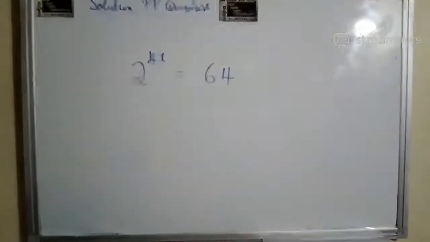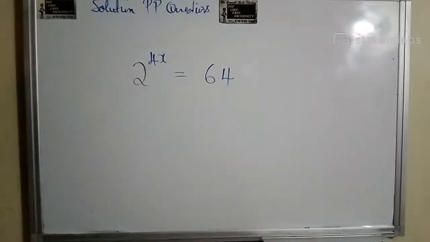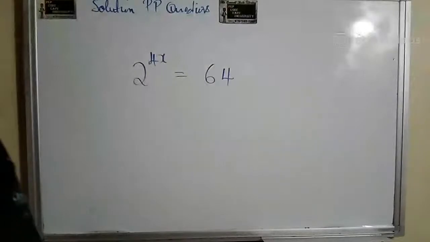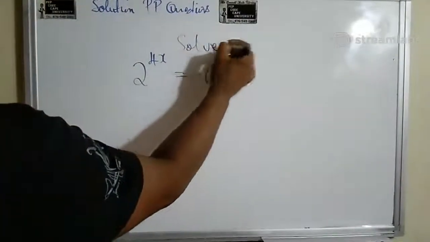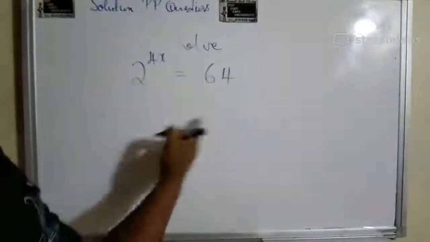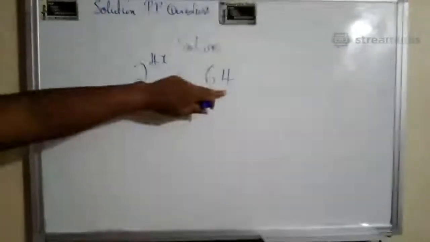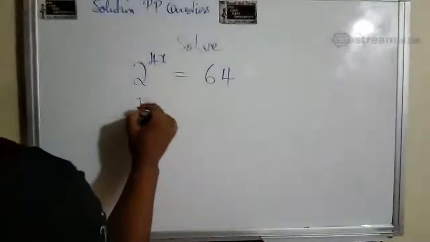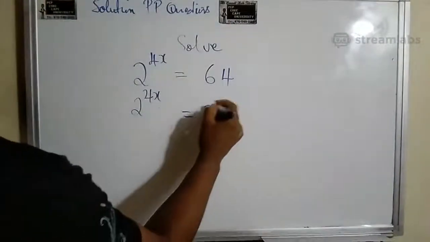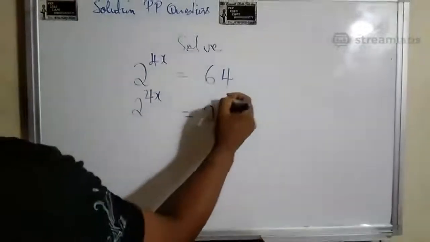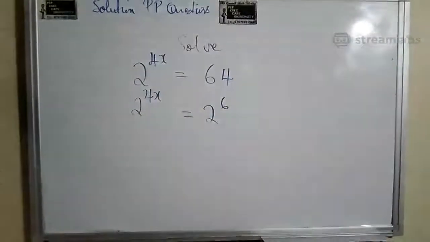Alright, so let's see the instruction. It says solve the equation. So guys, first thing we have to do is to rewrite this, right? In base 2. So we're gonna make 2 the base. 2 to what? So it will be 2 to the 6. I hope I'm right.